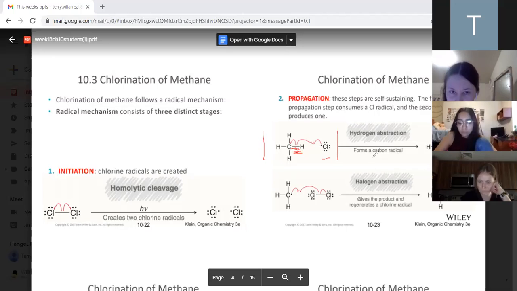Now, the next one is something called a halogen abstraction. Our carbon radical is going to attack another equivalent of Cl2 like this, right? So it's going to take one of the chlorines along with an electron and form the bond here. And then this one is going to form this chlorine radical there. Okay. So does anyone have a guess as to what step is next?